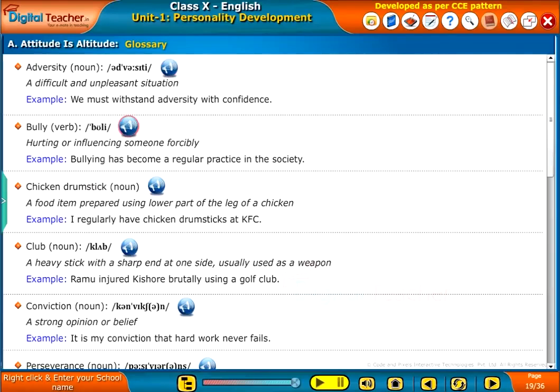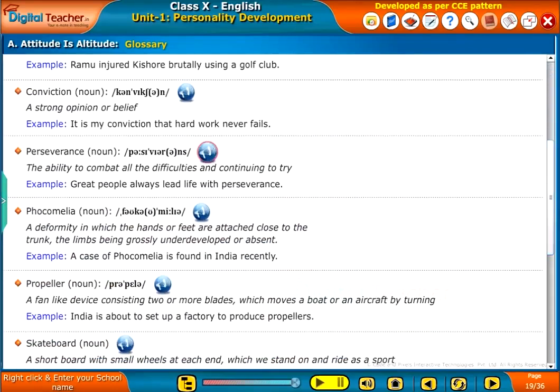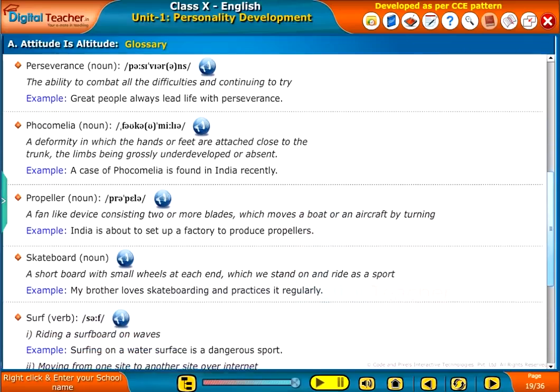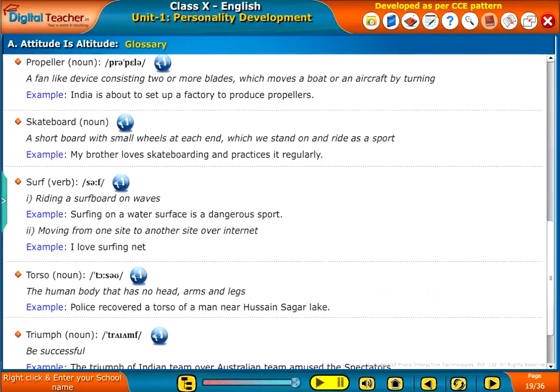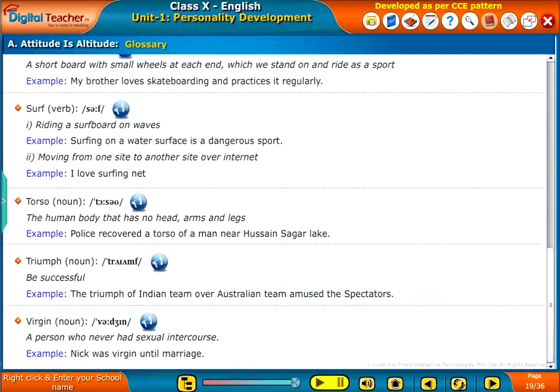Adversity, bully, chicken drumstick, club, convection, perseverance, phocomelia, propeller, skateboard, surf, torso, triumph, virgin.